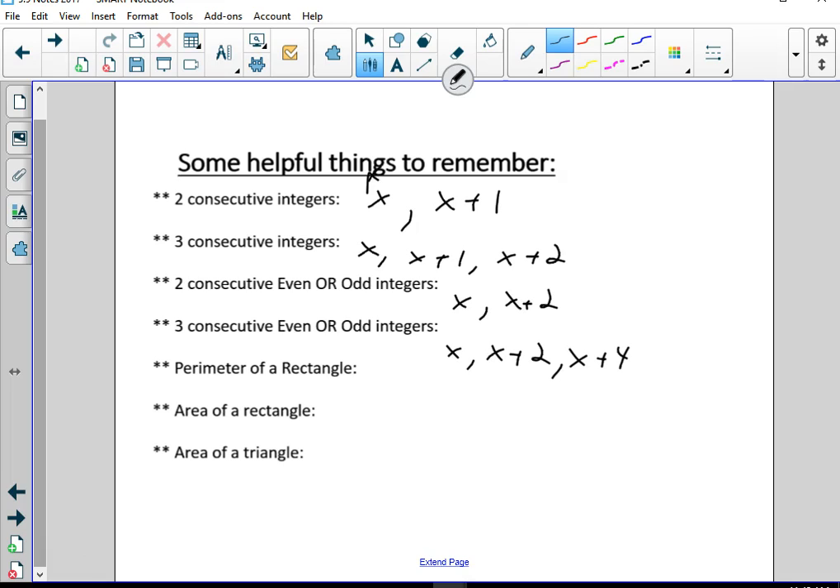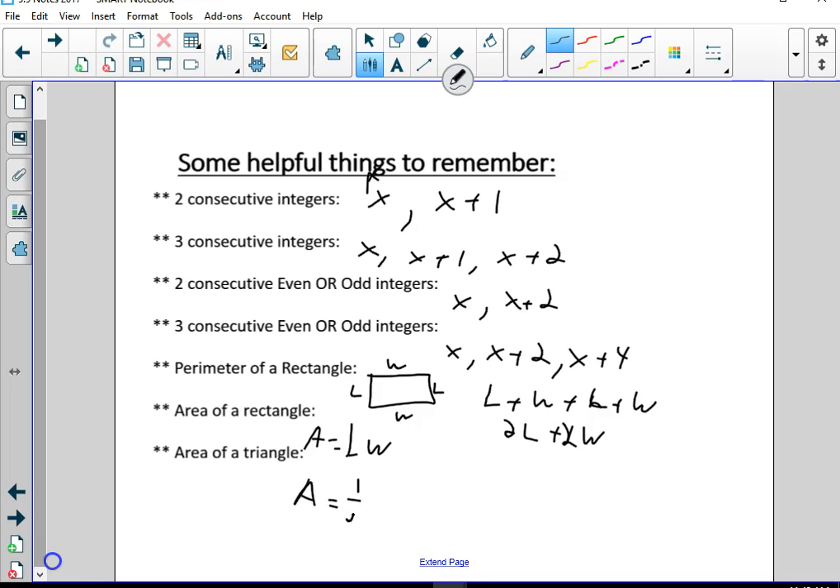The perimeter of a rectangle. Well, it always helps to draw pictures. So you have your length, your width, and your width. So the perimeter is going to be length plus width plus length plus width. Also known as 2L plus 2W. The area of a rectangle is length times width. And the area of a triangle is 1/2 base times height.